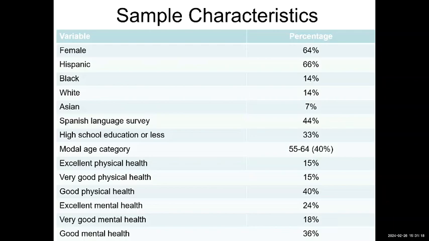The sample characteristics, just to give you an idea, is primarily female, Hispanic, a fair number of Black. Black is equal to white in terms of 14% of the respondents, and 7% Asian. 44% of the sample completed a Spanish language survey, so close to half. High school education or less was 33%, and you see the modal age category. And then you can see the distribution on health. You want to look at that later. Both physical health global rating and mental health global ratings are shown. And I don't show all the categories, just the top 3 categories, just for your information.